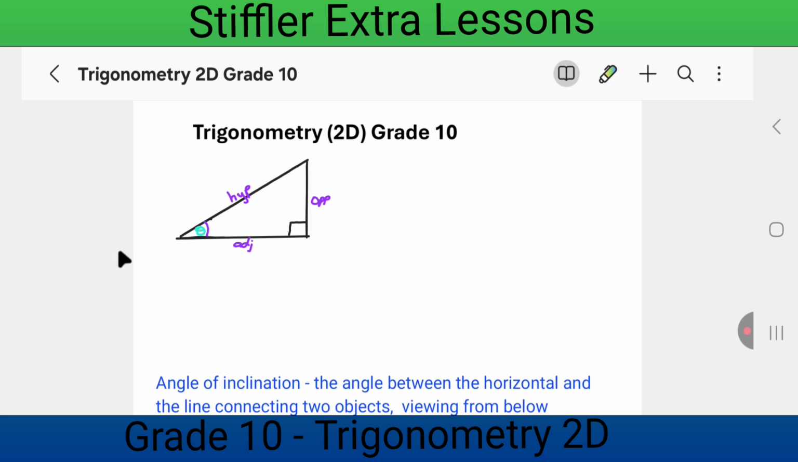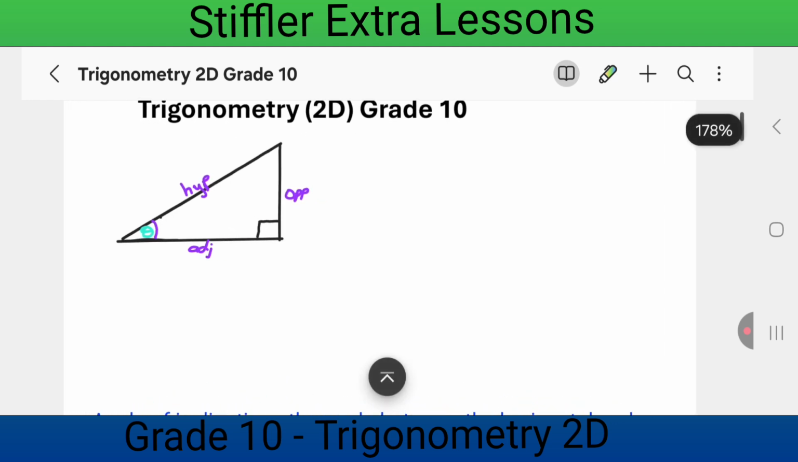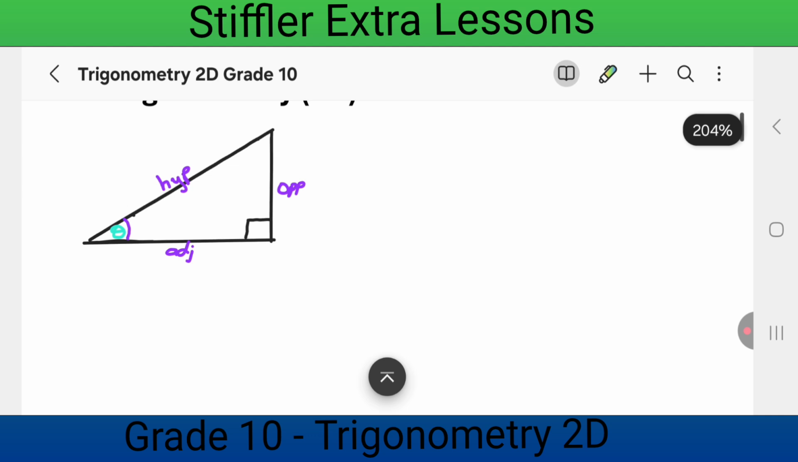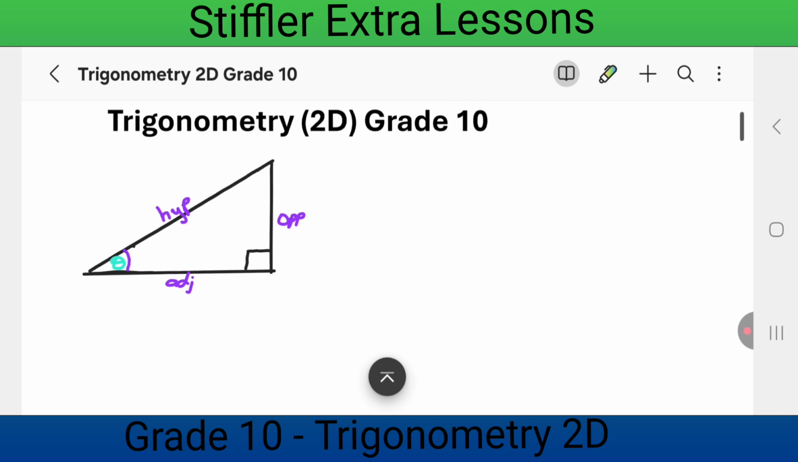This is grade 10 work. So this grade 10 work is not that much difficult. It just emphasizes what we dealt with already when we're dealing with the trig ratios. So let's just remind each other of all the trig ratios that we know.